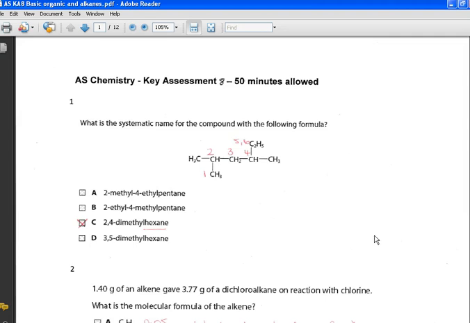Quite a few of you got this wrong. Systematic name for this compound. You didn't recognise the chain of 6, I think. If you had, you should be able to see that it is C, because there's a methyl group here on carbon 2 and there's a methyl group here on carbon 4.